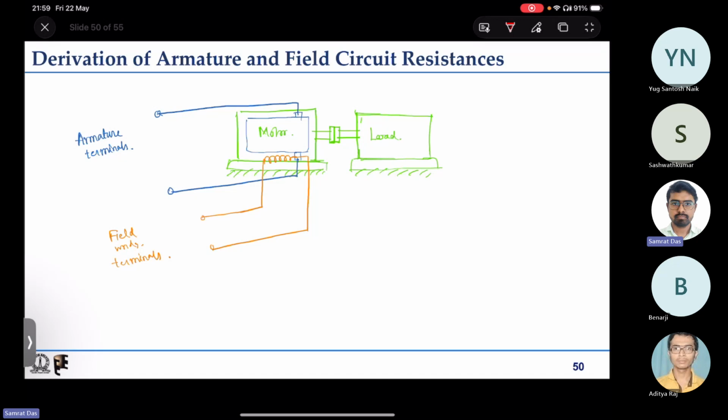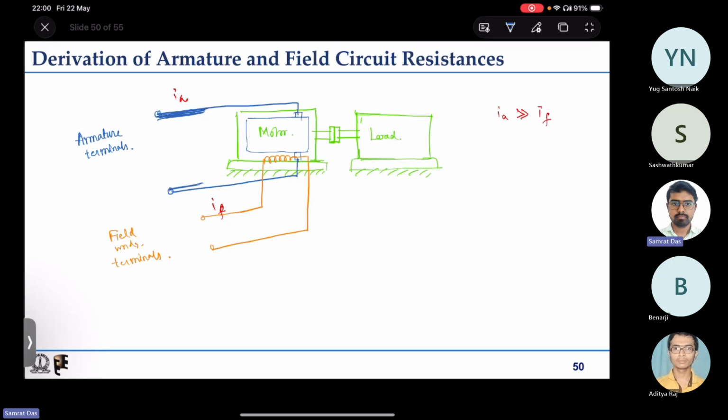Which one needs to have higher current? The armature. If I compare armature current and field current, armature current is typically quite high compared to field current. If you want to pass a higher amount of current through a winding, it depends on the cross-sectional area. The armature winding will be quite thick. So if you do some inspection, you will find that the armature winding cross-sectional area is quite thick.